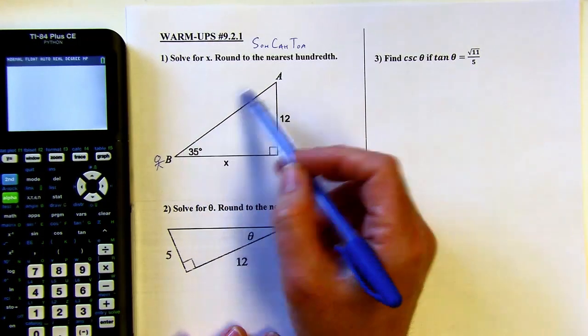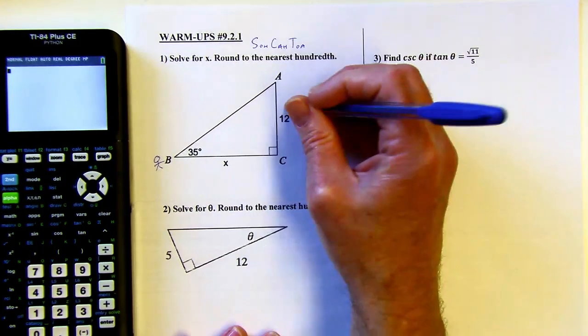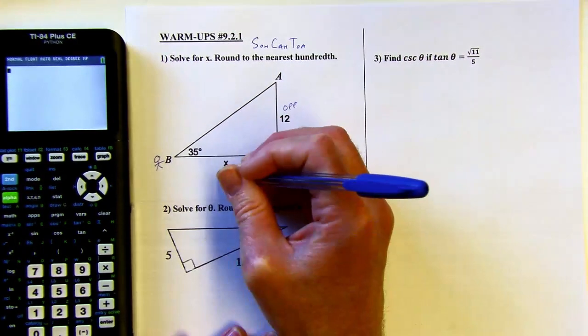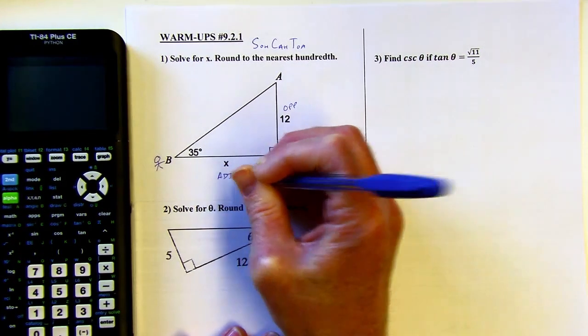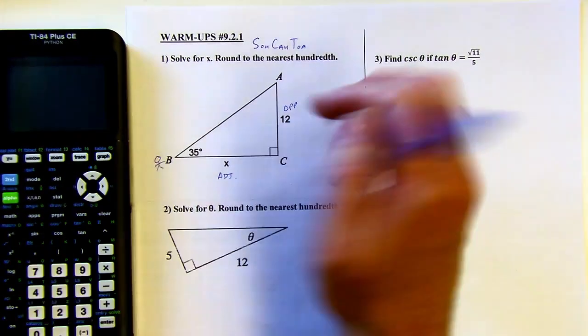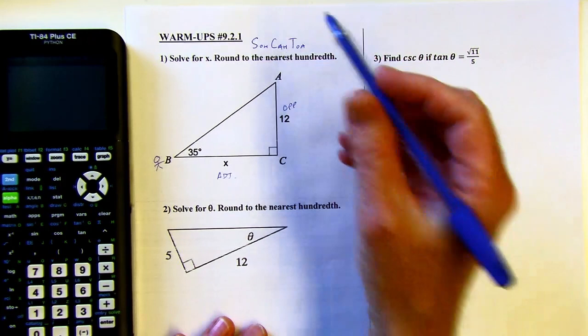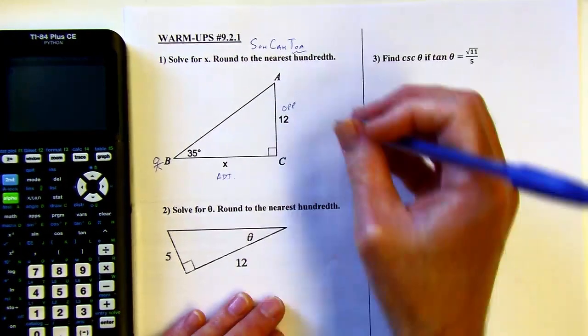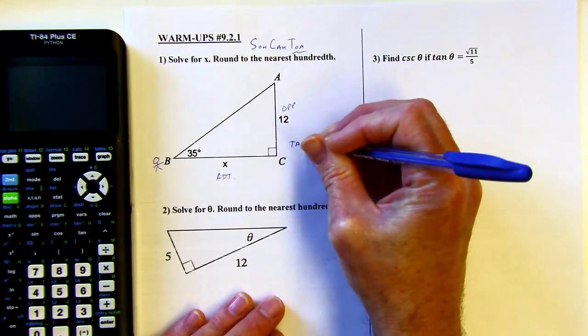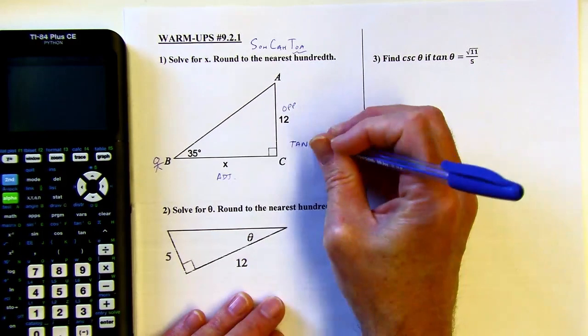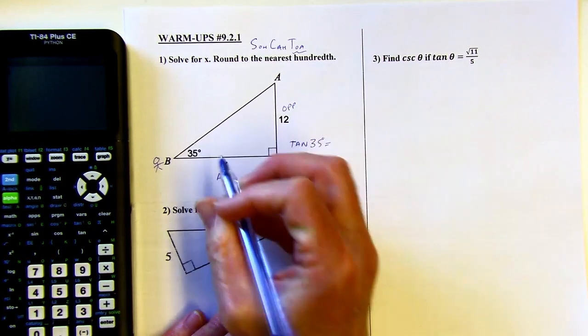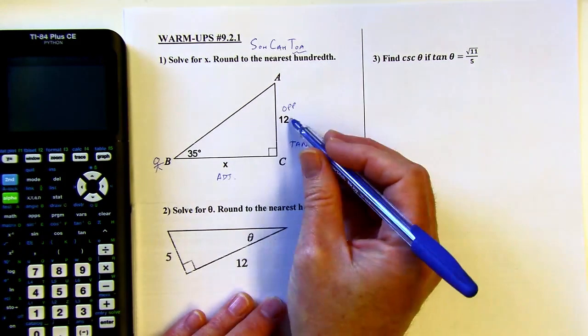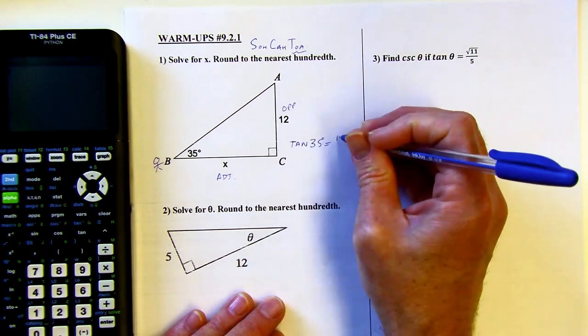And then I'm thinking about what parts of the triangle am I dealing with. The hypotenuse is unmarked, so I'm not dealing with that, but I'm dealing with the opposite leg and the adjacent leg. So then I'm thinking about SOHCAHTOA, and I want to choose the part that uses opposite and adjacent, and that would be tangent here. Okay, so tangent, I want to say where I am. I'm at the 35-degree angle. The tangent of 35 degrees then is going to be opposite over adjacent, so 12 over x.